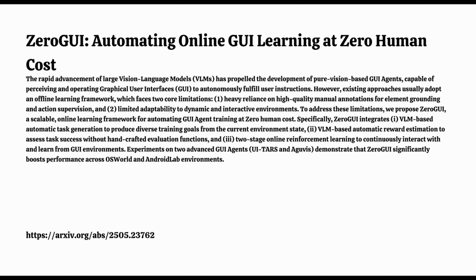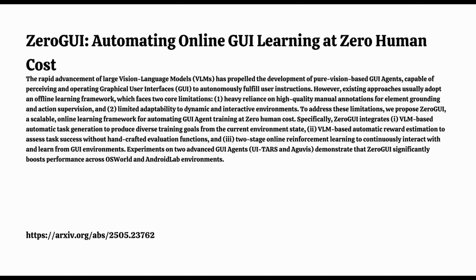Okay, so first, maybe set the stage a bit more. Why is training these GUI agents so hard and, well, expensive? Well, as you said, these agents need to perceive and interact. Older methods sometimes used underlying code like HTML, but the trend now is towards using these powerful vision models, large vision language models, or VLMs, that just look at the screen like a human does. Learning just from the pixels, basically.